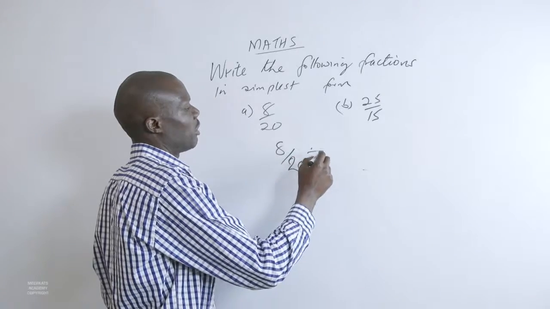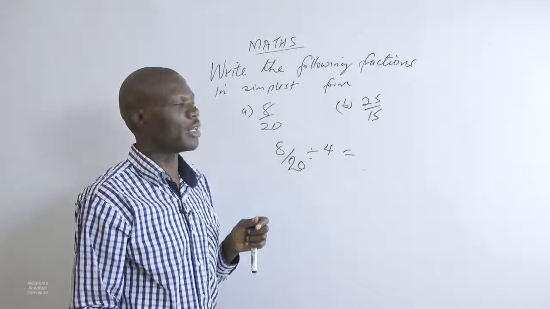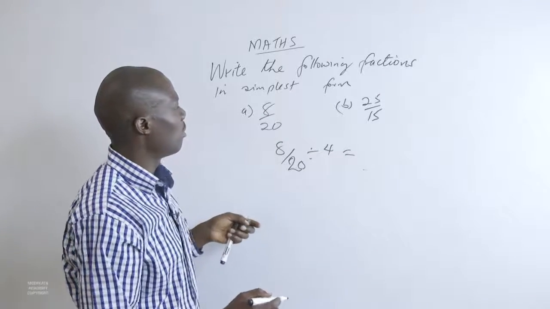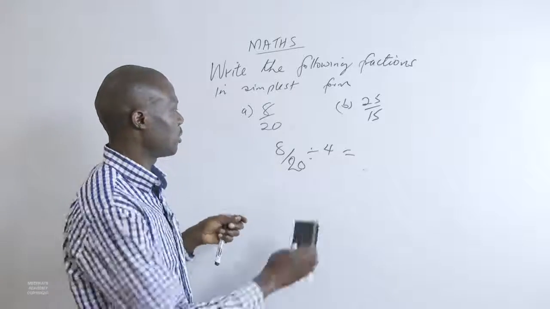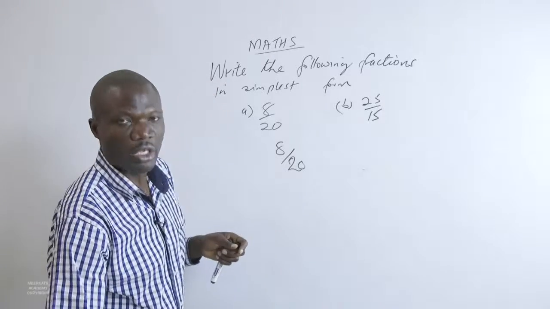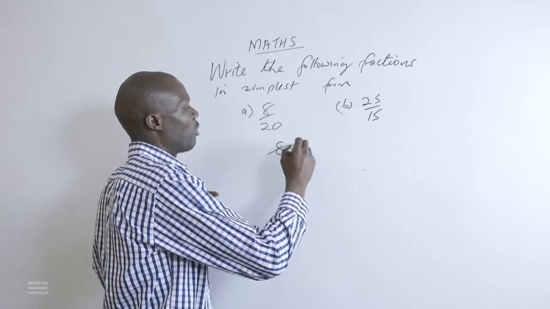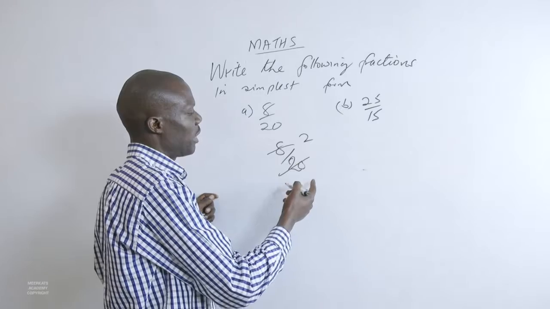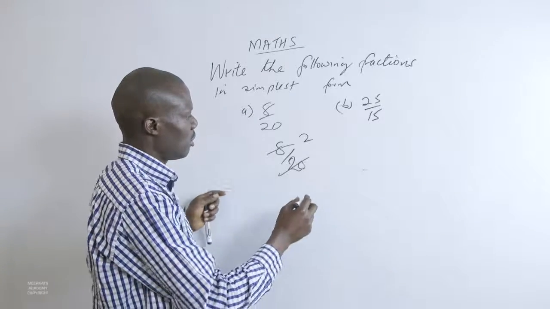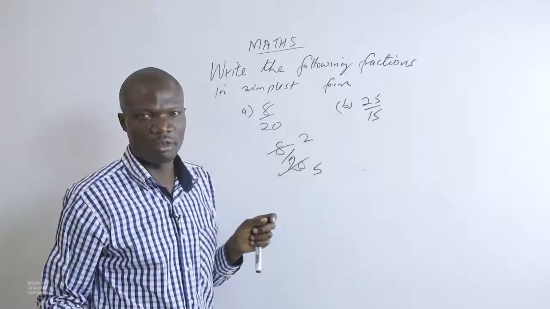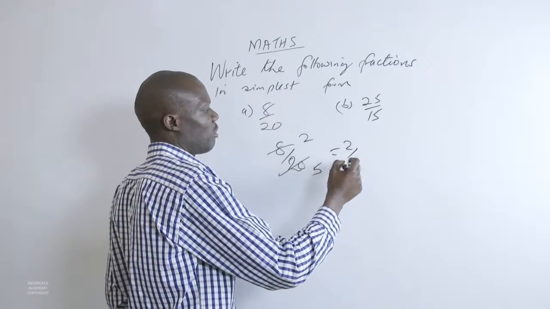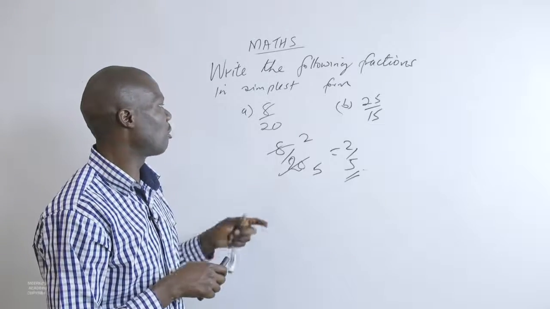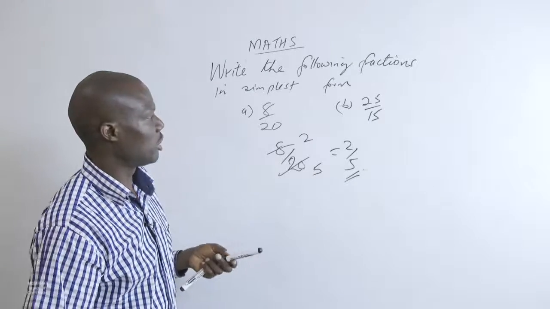Divide by the highest common factor, which was 4. We are simplifying, so 8 divided by 4 is 2, and 20 divided by 4, you'll find that you get 5. So it becomes 2 over 5. This one is the simplest fraction form of 8 over 20.